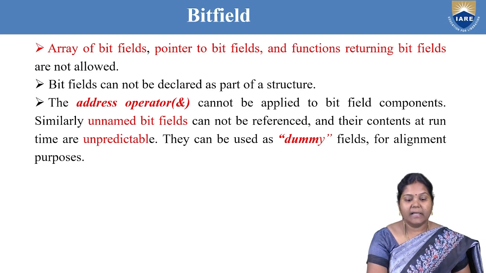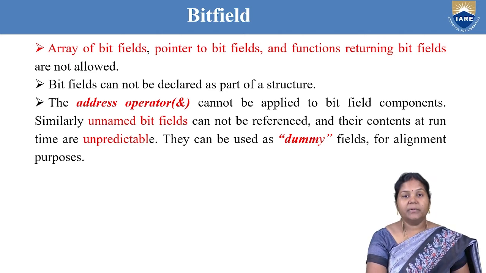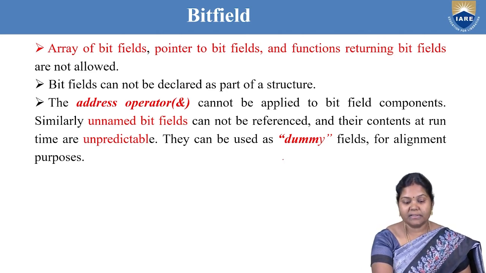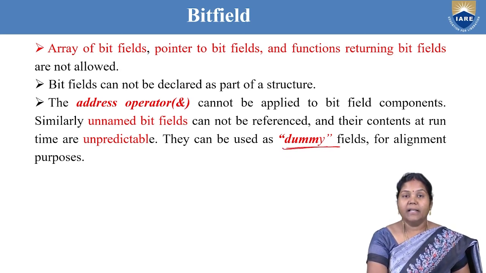And bit fields cannot be declared as a part of the structure. It has to be written for every member. Now the address operator, that is the ampersand, cannot be applied to bit field components. Similarly, the unnamed bit fields cannot be referenced, and their contents at runtime are unpredictable. So they can be used as simply dummy fields for alignment purposes. So please keep this in mind, that the unnamed bit fields are simply used as your dummy fields.